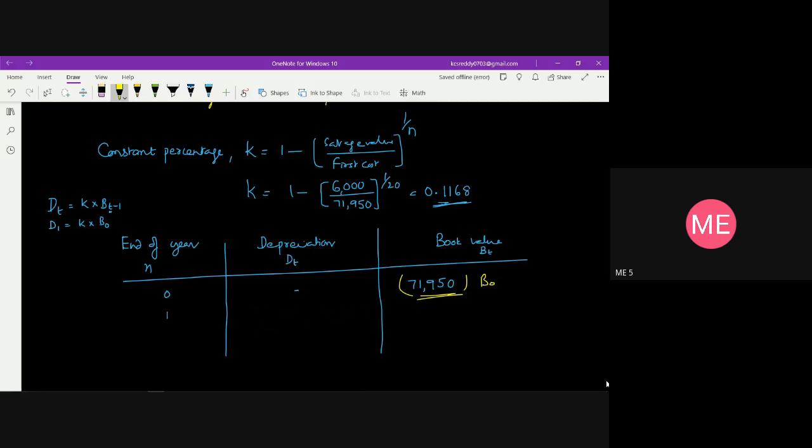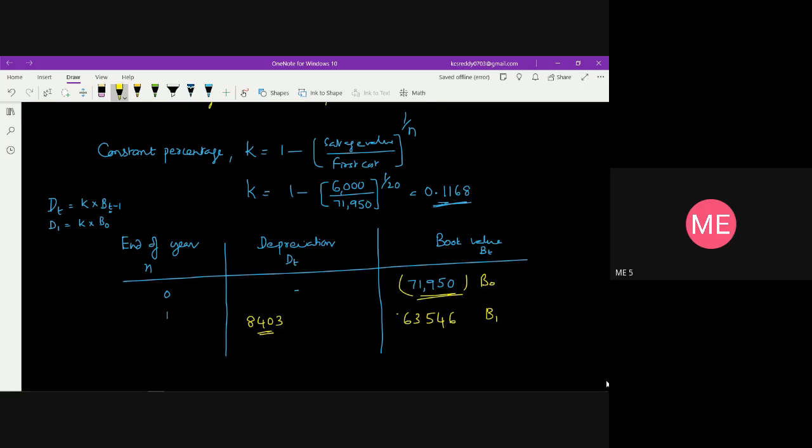So the depreciation amount, we can take it as 8403. Then book value B1 is equal to 71,950 minus this 8403, which gives the book value at the end of the first year, that is 63,546. So this is the amount which you are going to get at the end of the first year. This is the book value, and this is the depreciation amount.